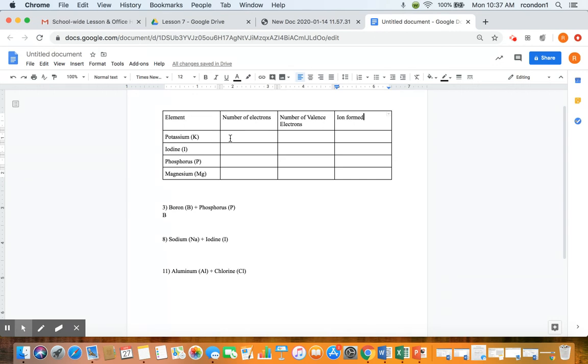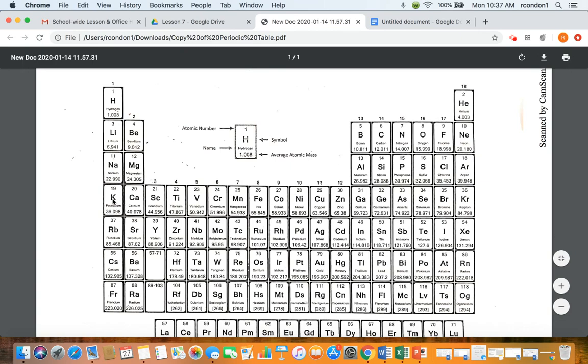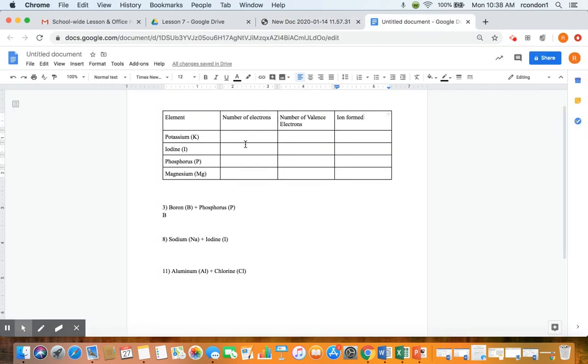Let's start with potassium. So we got to find potassium on our periodic table. So here we have potassium. We find it right here. Atomic number 19. So if it's a neutral atom of potassium, it has to have the same number of electrons as protons. So we know that it has 19 total electrons. So we have 19. Now we think about valence electrons.